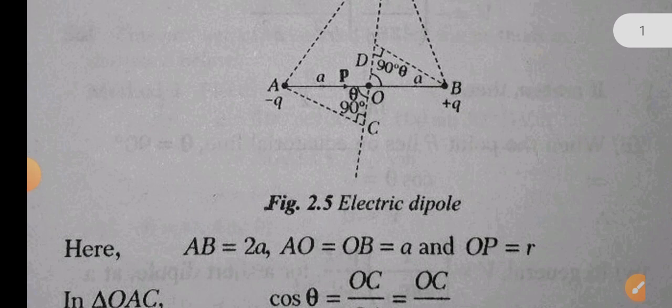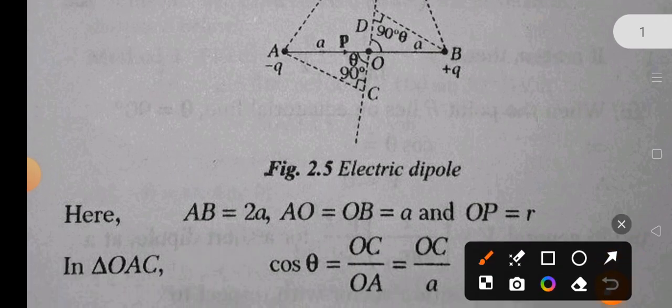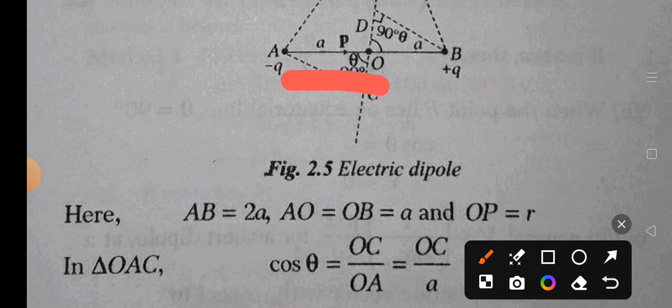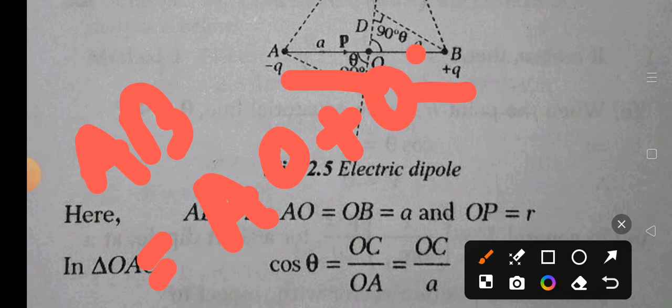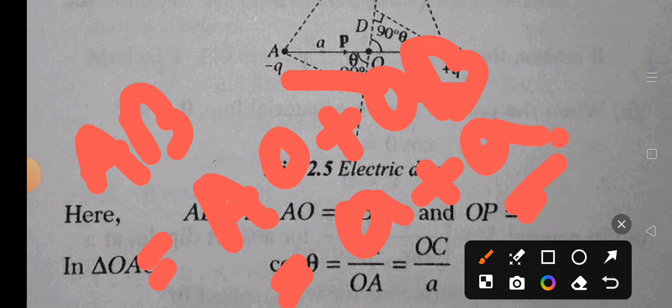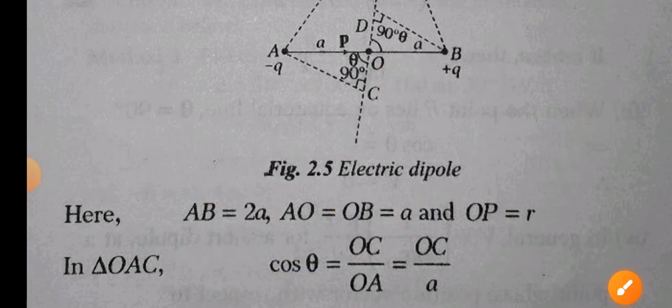Here AB is equal to 2a. We know AB is equal to 2a because OA is a and OB is a. So if we find AB, it is AO plus OB, which is a plus a is equal to 2a. All clear? Okay. So AB is equal to 2a, and AO is equal to OB is equal to a, and OP is equal to r.